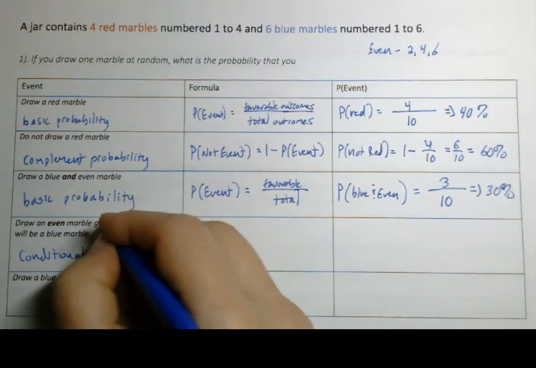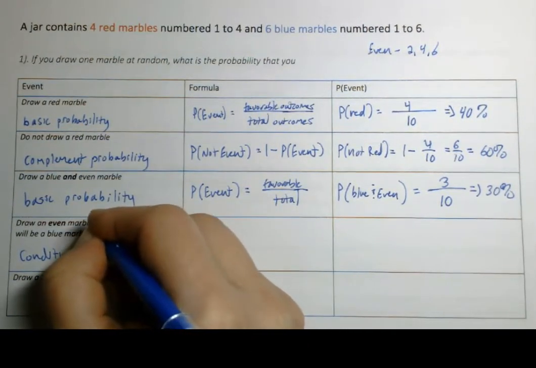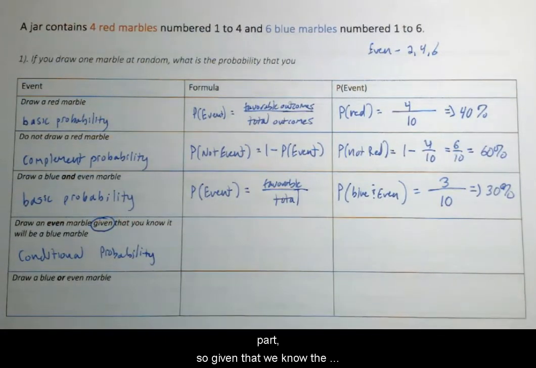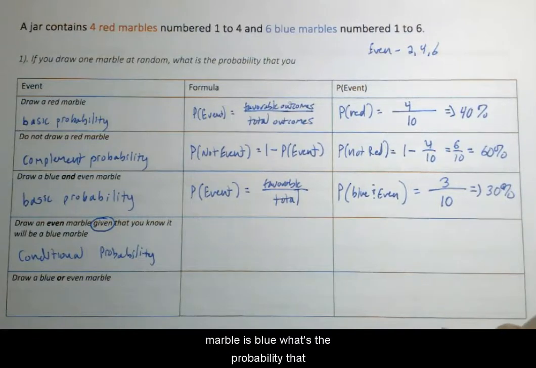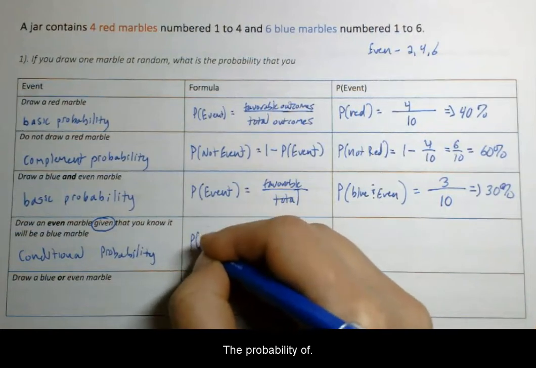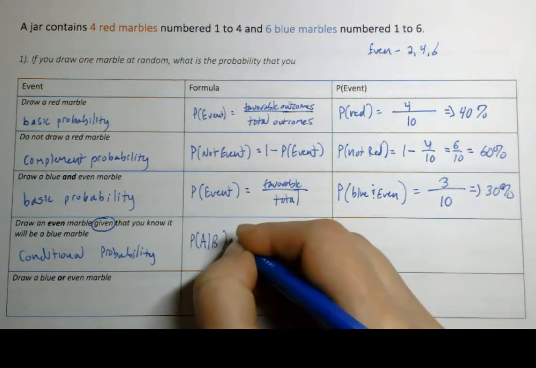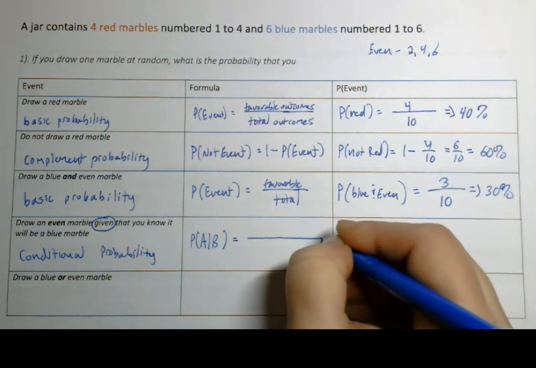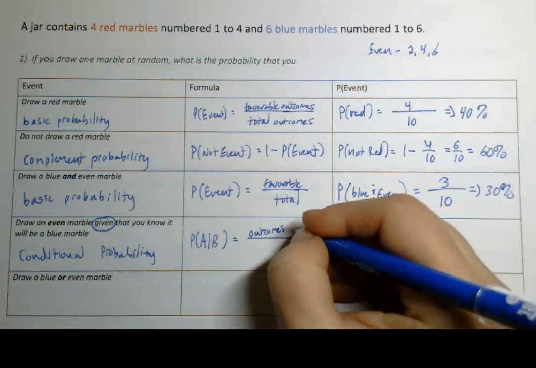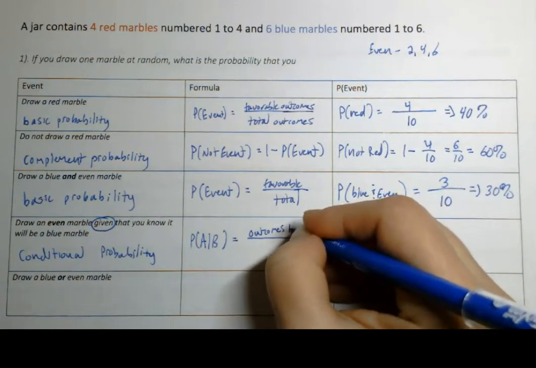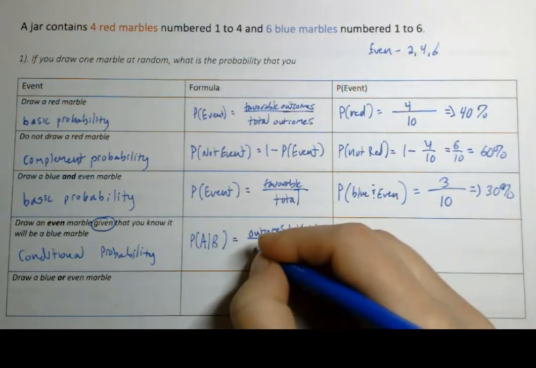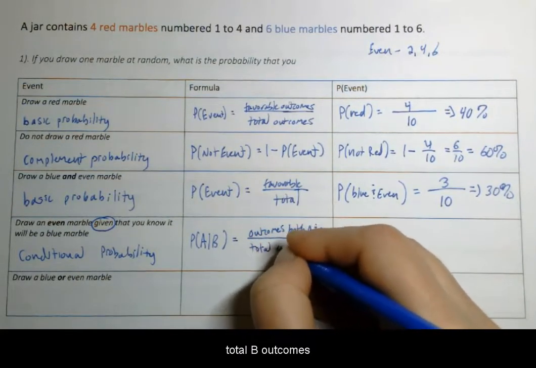because of the given part. So given that we know the marble's blue, what's the probability that we get an even marble? So it's the probability of A given B, and basically it's the outcomes that are both A and B divided by total B outcomes, total outcomes that are B.